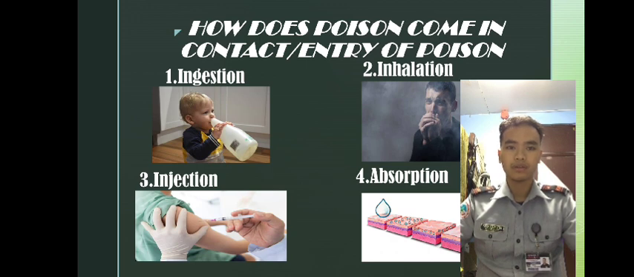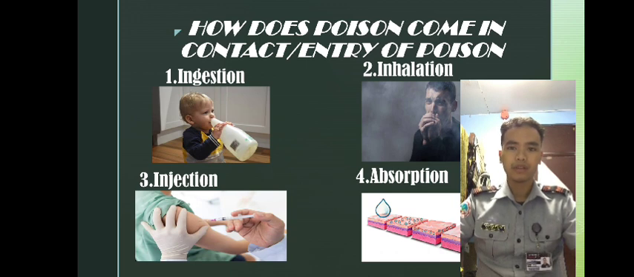Third, injection. Poison can be injected into the body through insect bites or stings, needle sharing among drug users, or accidental needle sticks. Fourth, absorption. Poison can be absorbed through the skin or mucous membranes by coming into contact with toxic substances like chemicals or plants. Once the poison enters the body, it can travel through the bloodstream and affect various organs and systems depending on the type and amount of poison.